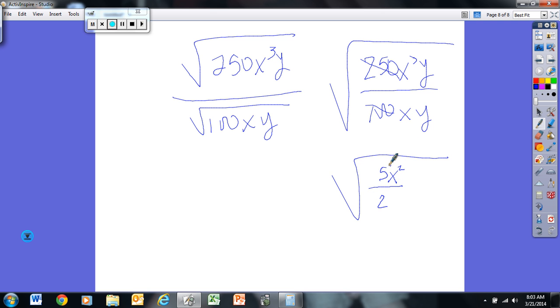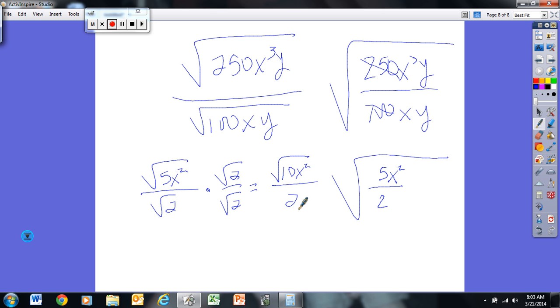Now I would have to simplify this radical, and I would say that the square root of 5x squared over the square root of 2, I'd have to rationalize the bottom, multiply by root 2 over root 2. So this one turns out to be a longer process. So this is the square root of 10x squared over 2, and 10x squared, the 10 can't be simplified because it just breaks down into 2 and 5, but the x squared can be. So it would be x root 10 over 2.